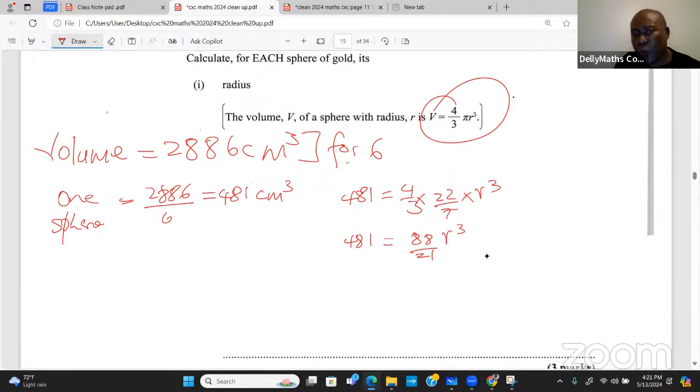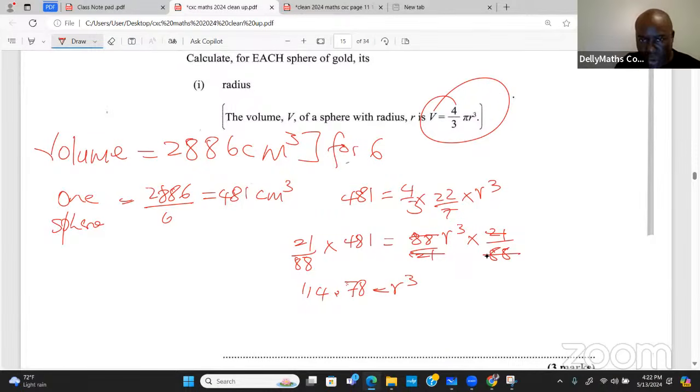So what I'm going to do is just multiply both sides. I'm going to reciprocate the fraction so it goes easy. So I'm going to multiply by 21/88, so that the 21 cancels 21 there, the 88 cancels there. So we have the r cubed by itself. So let's work out the left side. 481 times 21, then divide that by 88. This is giving me 114 point, I could just say 0.78. And this is equal to r to the third.